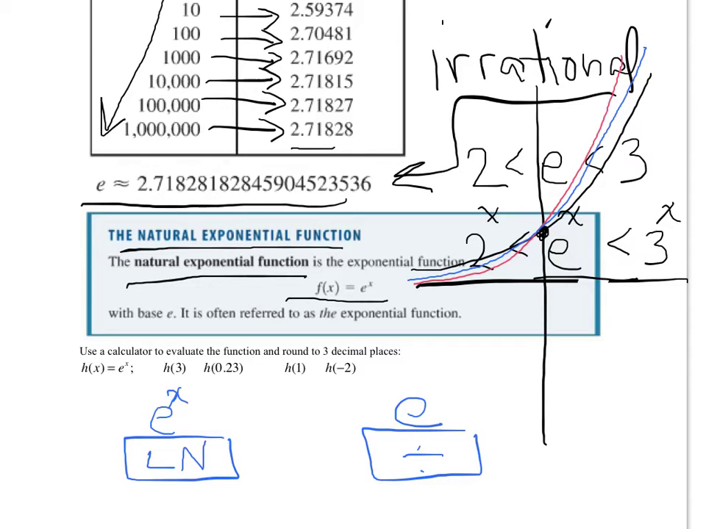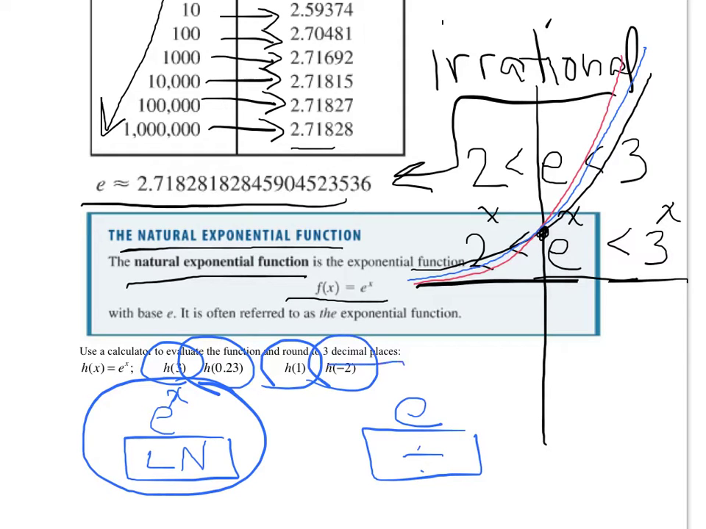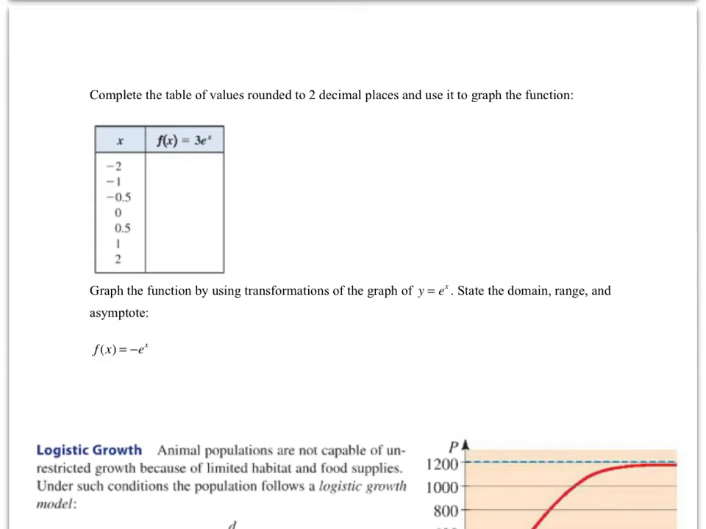So I'll let you access this function on your calculator to figure out h of 3, h of 0.23, h of 1, and h of negative 2, and just write those all to 3 decimals.